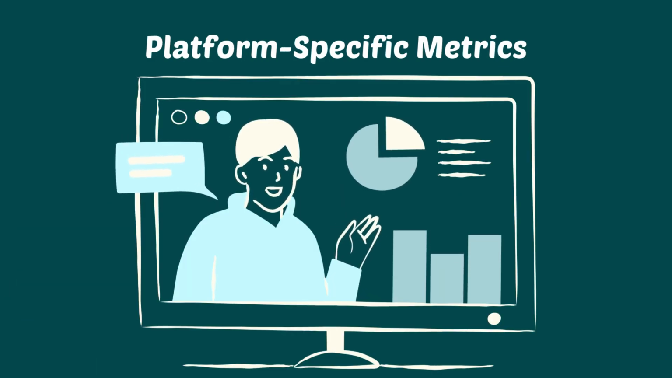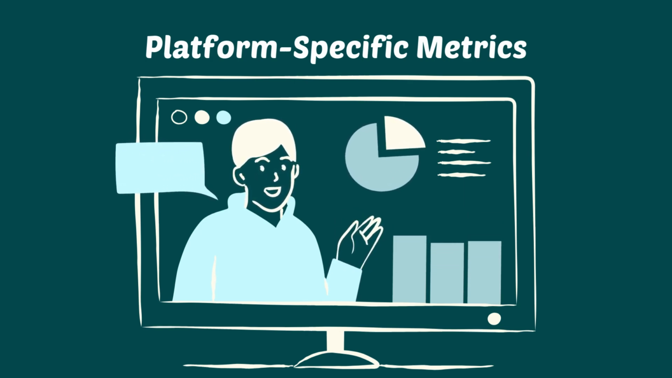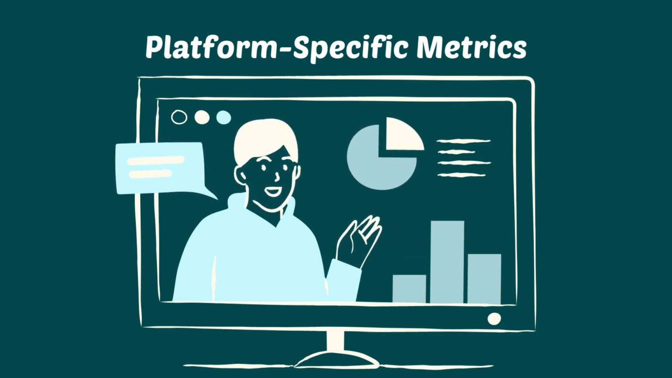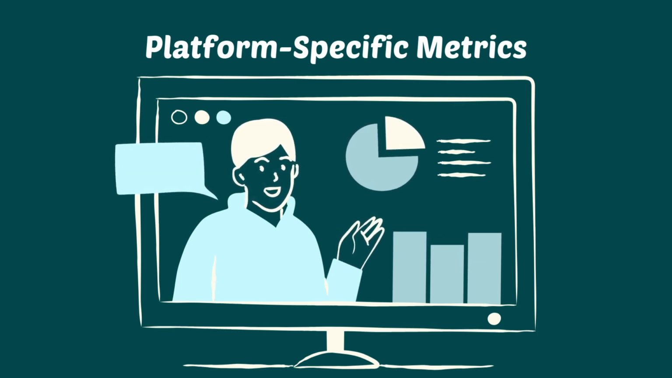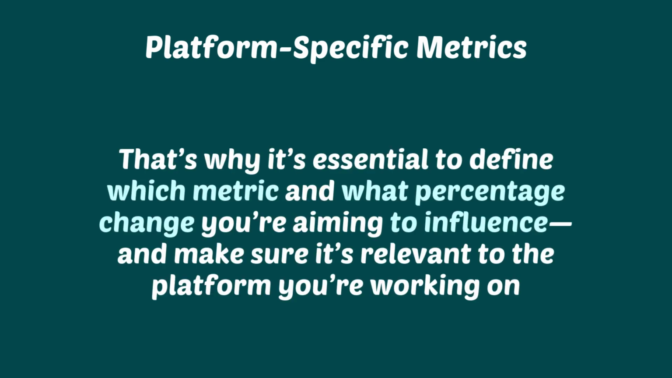Platform-specific metrics. The metrics impacted by a hypothesis can differ depending on the platform. Some KPIs are shared, e.g. conversion rates, while others are platform-specific. That's why it's essential to define which metric and what percentage change you're aiming to influence, and make sure it's relevant to the platform you're working on.